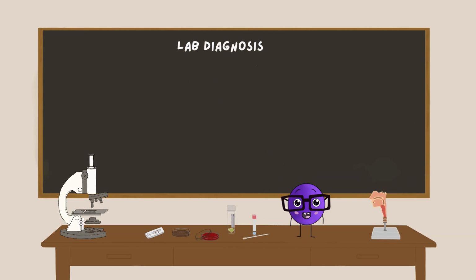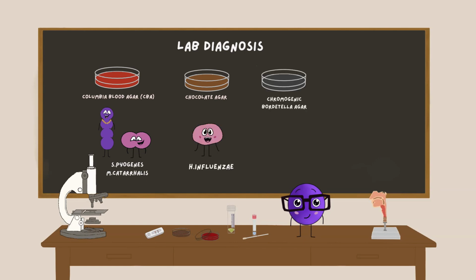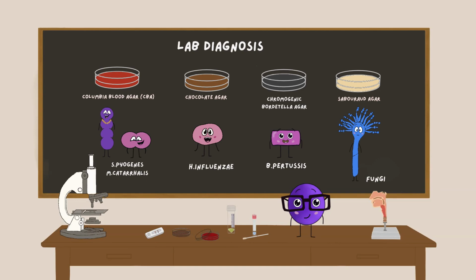Respiratory samples may also be cultured on various media to grow and identify bacteria or fungi. For example, throat swabs and nasal swabs are cultured onto blood agar to identify pathogens like Streptococcus pyogenes and Moraxella catarrhalis. Enriched media, such as chocolate agar, is used for specific pathogens like Haemophilus influenzae. Chromogenic agar can also be used to culture bacteria such as Bordetella pertussis. Fungal cultures use Sabouraud agar when a fungal infection is suspected.